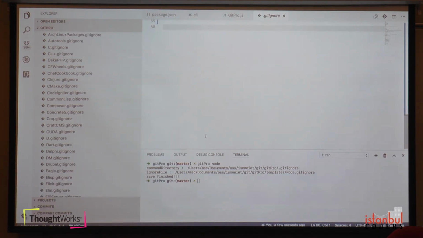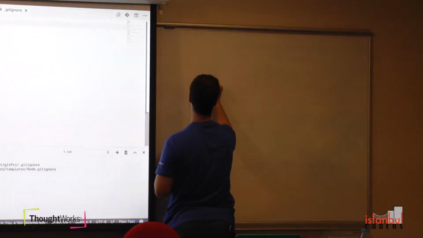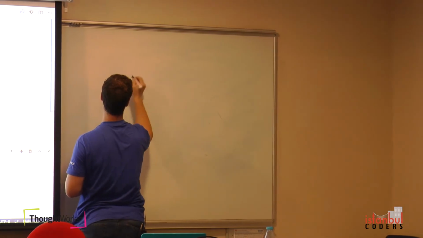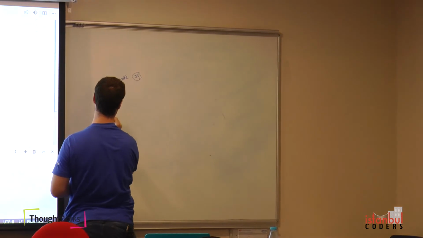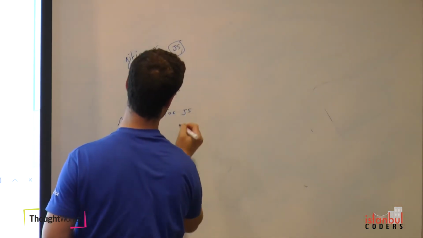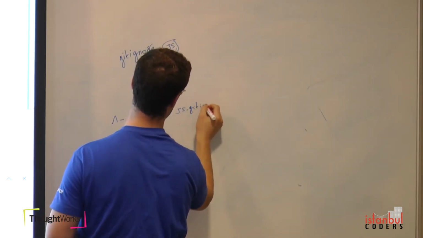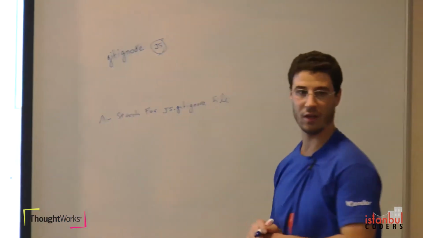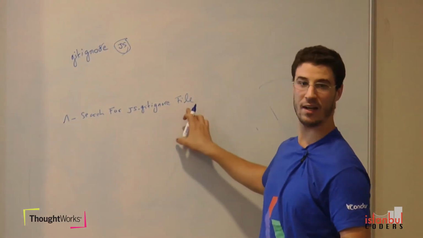For example, .gitignore. Let's call it, for example, GS. What happens here? First thing, search for the gs.gitignore file. The first thing, we will search for the gs.gitignore file somewhere.